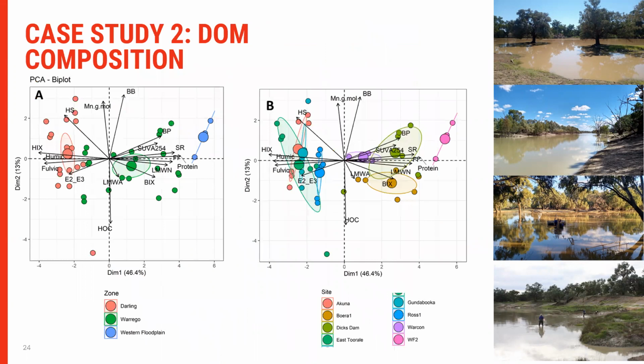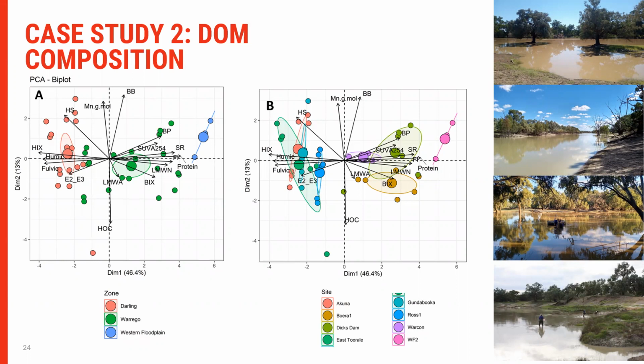And when we put it together with the LC-OCD results and those absorbance indices and put it all together as this mess of a PCA, you can tell that they pull apart. Western floodplains blue, Warrego's green, Darling here. And basically this says that the Darling contains more, like I said, terrestrially derived DOM, high molecular weight, more aromatic, compared to Western floodplains. It's more microbially derived, and Warrego is somewhere in between.